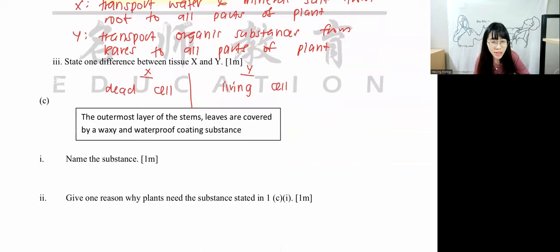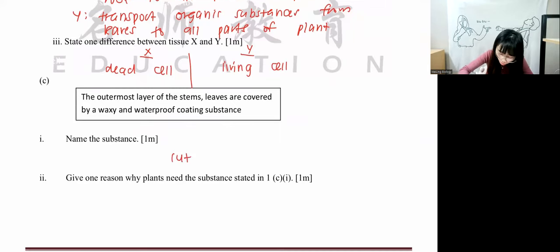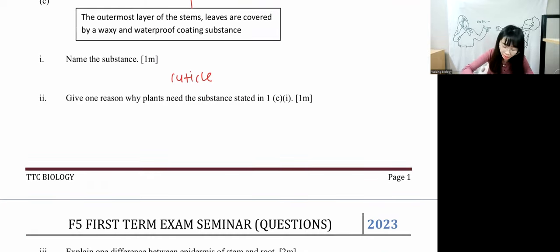Okay, the outermost layer of stem and leaf are covered by a waxy and waterproof coating substance. Name the substance. What is this substance called? It's called cuticle. Very good. Explain why plants need cuticle. Cuticle is to prevent excess water loss. Correct. Prevent excess water loss through transpiration, or you can say protect the plants from mechanical injuries. Both also can. You can choose one to write.